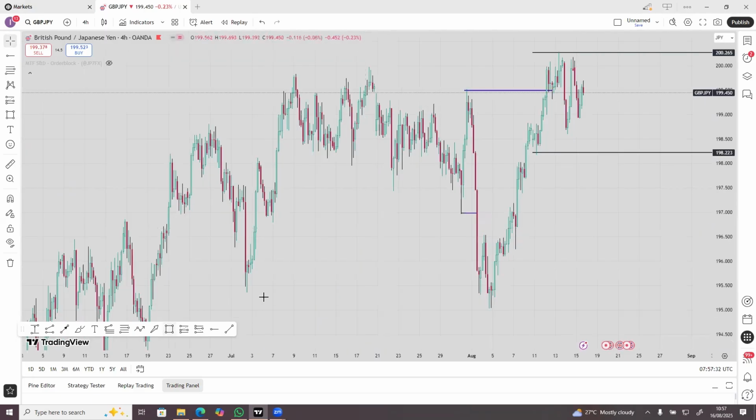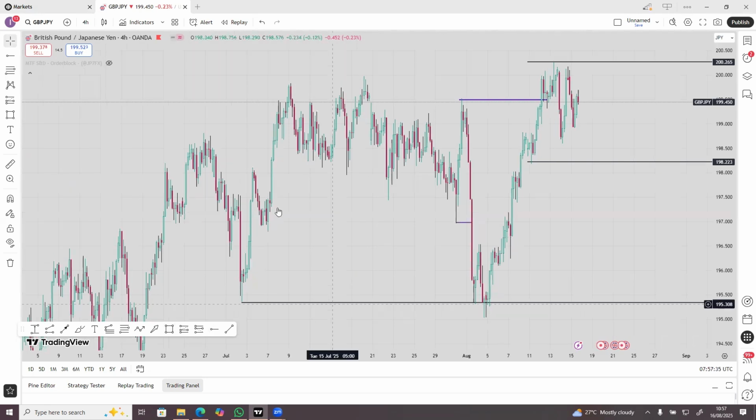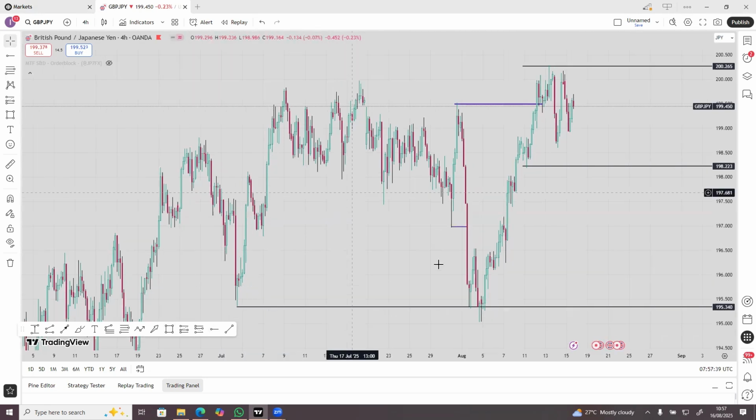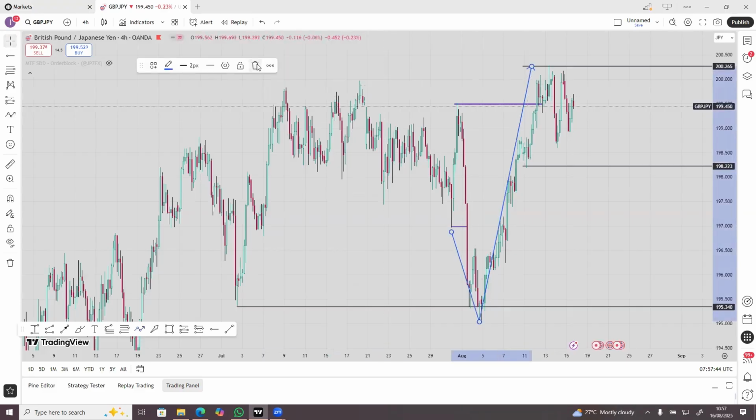Pia tukiangalia huku chini, we have this swing low ambayo tayari ishakuwa swept. This external range liquidity ishakuwa swept. So all liquidity is already cleared. So this is a clear upward trend. So after the liquidity sweep hapo chini, tunaona tunapata market shift hapa juu. So we can term this as a market shift, a structural market shift.